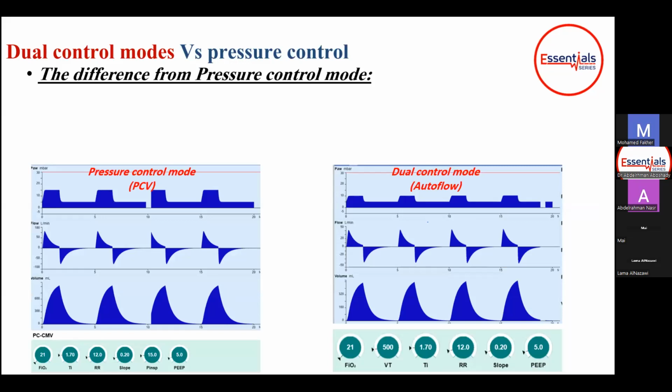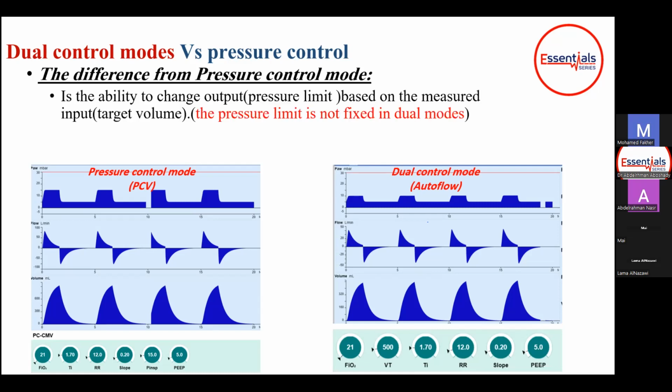So what's the difference between the dual control mode, like the autoflow on the right side, and the regular pressure control mode, like the one we see on the left side? Well, in the pressure control mode, the pressure limit is fixed, whatever the compliance of the lung. So the tidal volume is not guaranteed. In any pressure control mode, there is no guarantee that the tidal volume will be achieved. But in the dual control mode, there is a pressure limit, but this pressure limit increases or decreases to achieve the tidal volume. So the tidal volume is guaranteed.